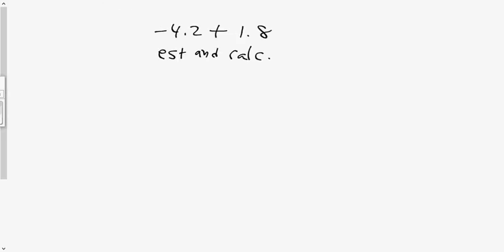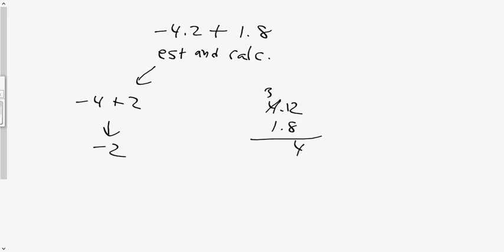Next question is the negative 4.2 plus 1.8. Estimation is negative 4 plus 2, which would be negative 2. Calculation, what do I have more of? Negatives or positive? So I want to calculate the difference between my negatives and my positives. So I'm going to put my negatives here and my positives here. I'm going to find the difference. The difference is I have 2.4 more negatives. So therefore, my answer is negative 2.4.